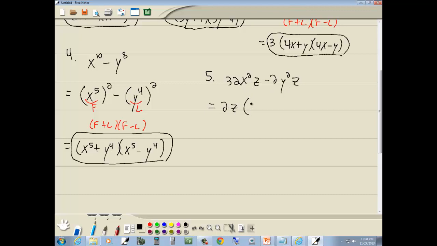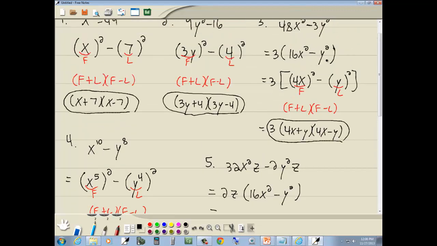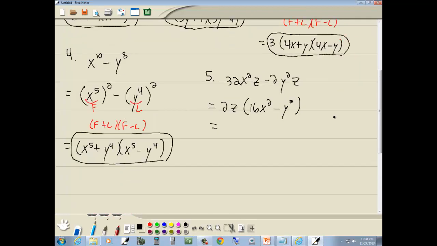Well, 32 divided by 2 is 16. That z's gone, so it leaves me x squared. Minus, that 2's gone, that z's gone, so we got y squared. And we actually saw this right here, 16x squared minus y squared, so I won't show that part again. But this becomes 2z times 4x plus y, 4x minus y.